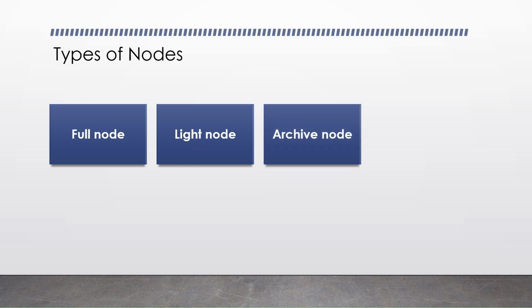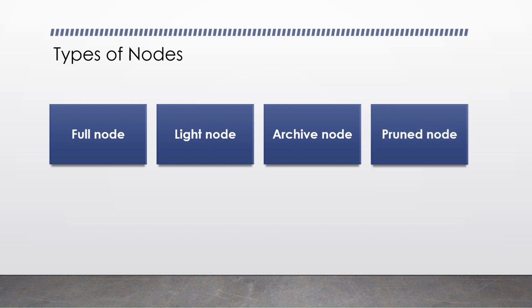And then there are archive nodes. These keep historical blockchain states, often used by explorers or analytical tools. Pruned nodes start as full nodes, but delete old data to save space, keeping only the most recent blocks.